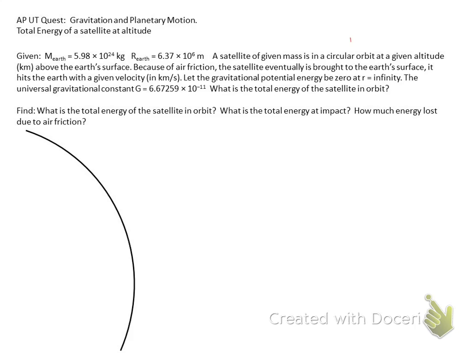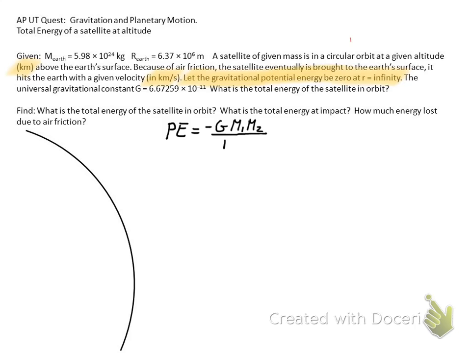This is your given information, and there's a few key things that you need to pay attention to. First of all, your altitude is given in kilometers. That must be converted. Your impact velocity is in kilometers per second. That must be converted to meters per second. Okay, and then we have this statement right here.